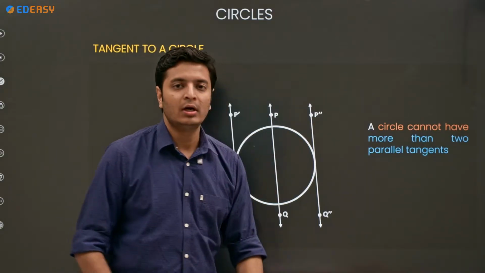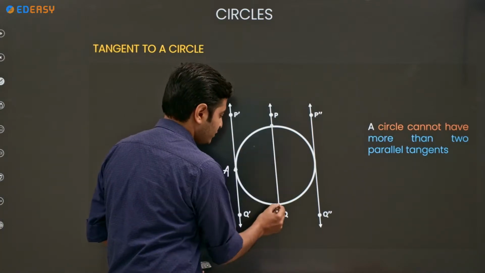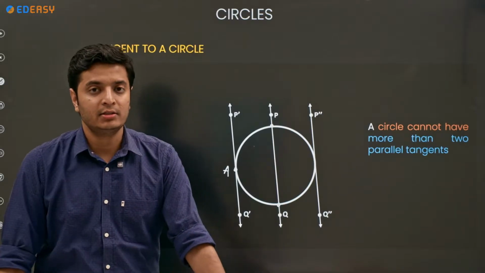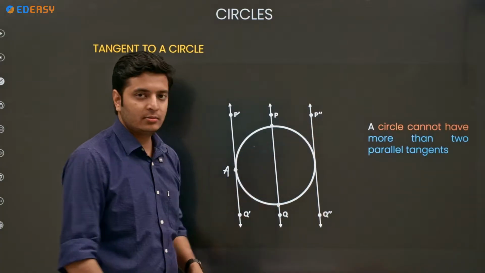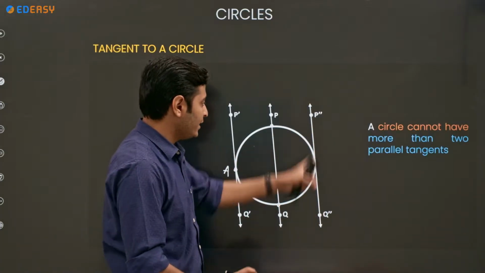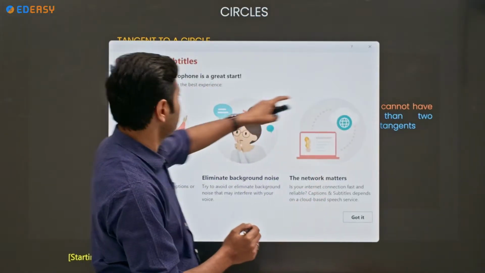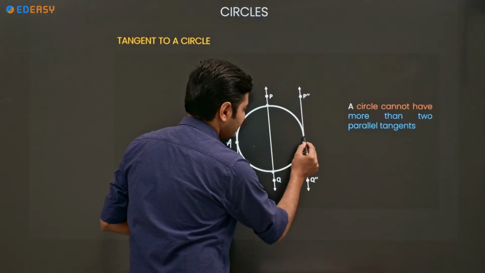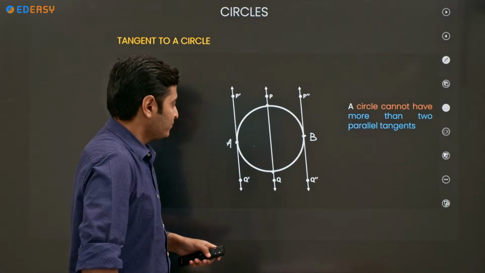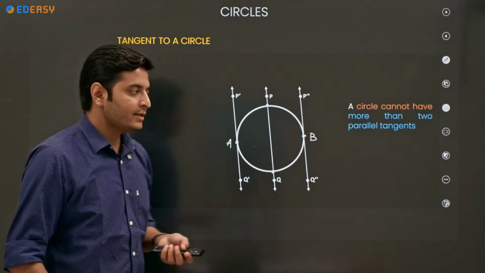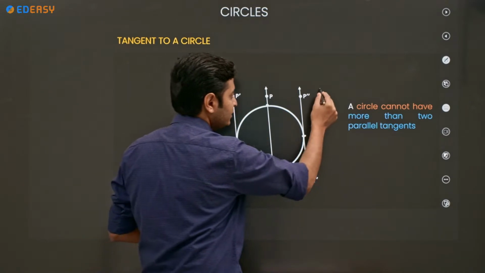But is PQ a tangent? No, it is not, because PQ is meeting the circle at two distinct points, these two. So it is not a tangent, it's a secant. But if I look at P dash Q dash, it is a tangent and it is parallel to PQ also. So this is meeting the circle only at this point, point B. Understood? Now, if I try to create more parallel lines, then they will be in between only, or if they are outside, then they are not meeting the circle at all.